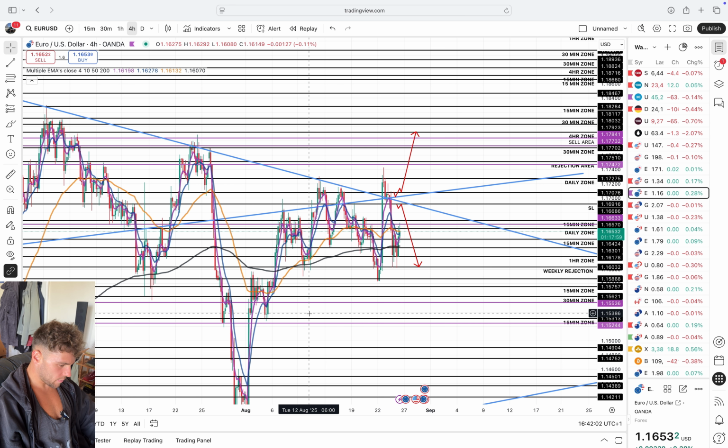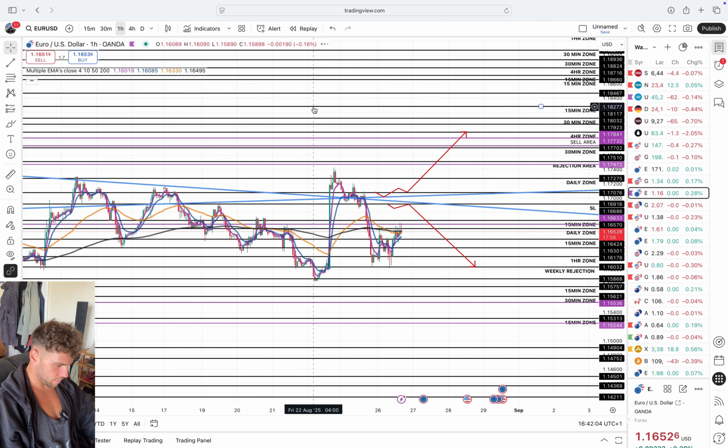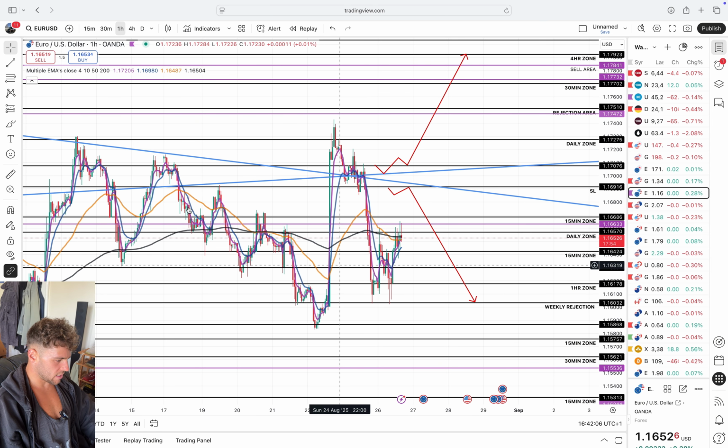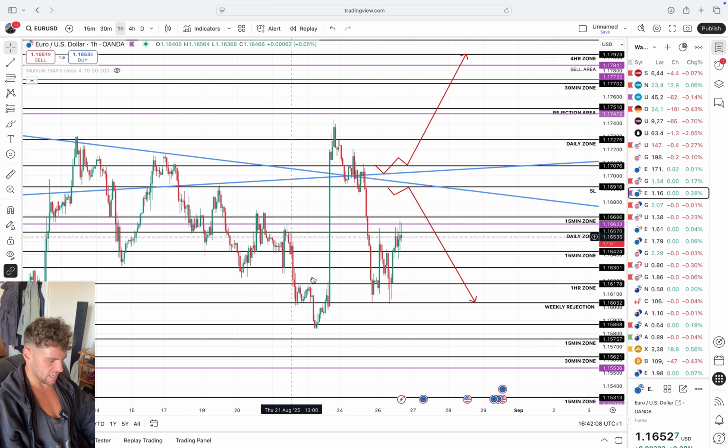Now, Friday last week, we had Jerome Powell speak, which caused this massive spike in the market, over a 100 pip candle, as he was talking about Fed rate cuts and all this sort of stuff, which is bad for the US dollar, as reflected in what he was speaking about. So this was the opening of the Monday, Friday going into the Monday.